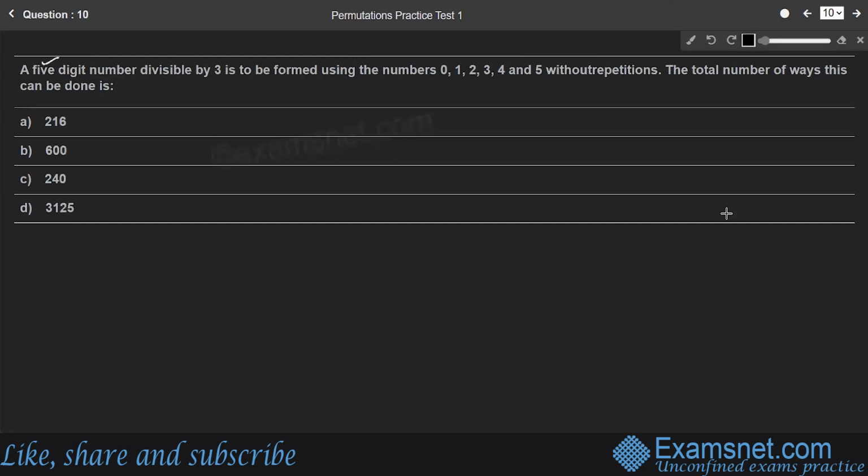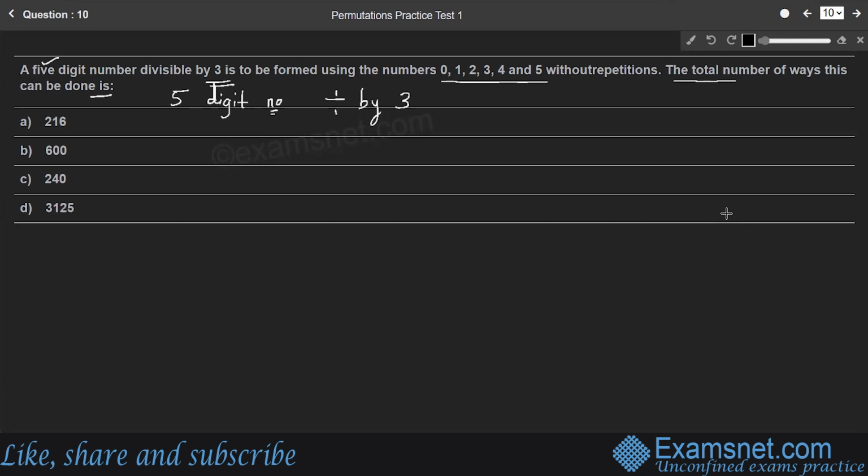Question number 10. A 5-digit number divisible by 3 is to be formed using the numbers 0, 1, 2, 3, 4, and 5 without repetitions. The total number of ways this can be done is. Here, students, we have to form a 5-digit number which is divisible by 3. That means the sum of the digits should be a multiple of 3, right? When the sum is divisible by 3, then the number is divisible by 3.